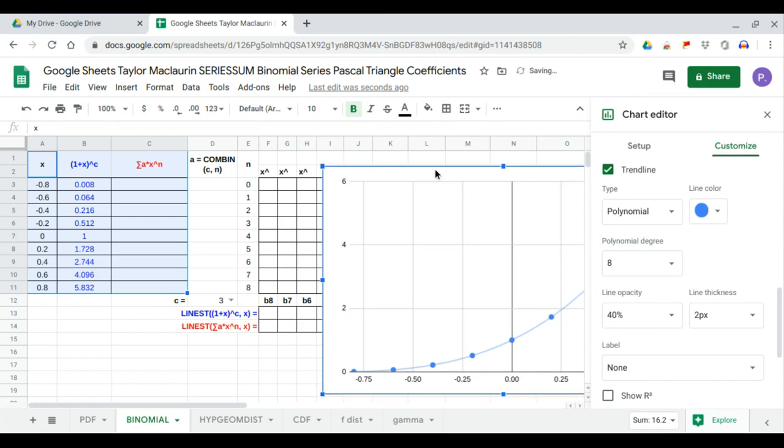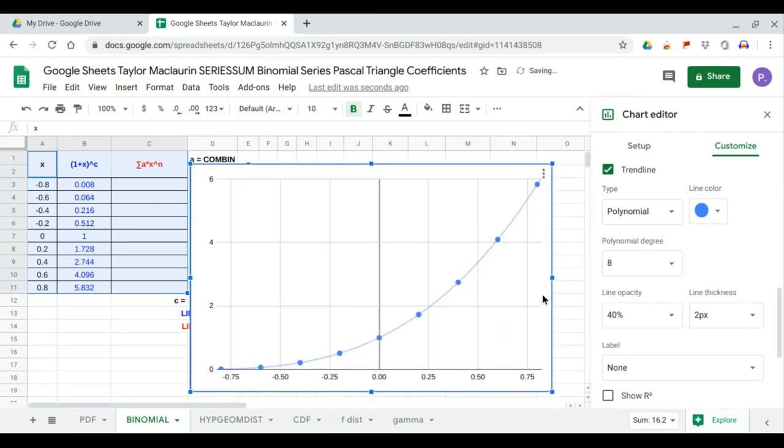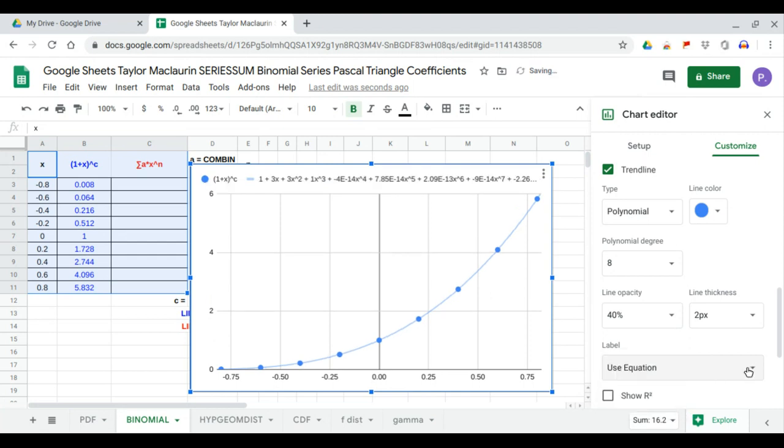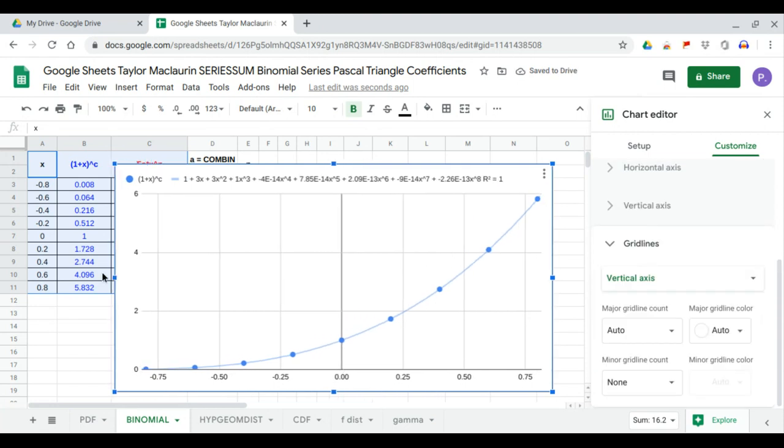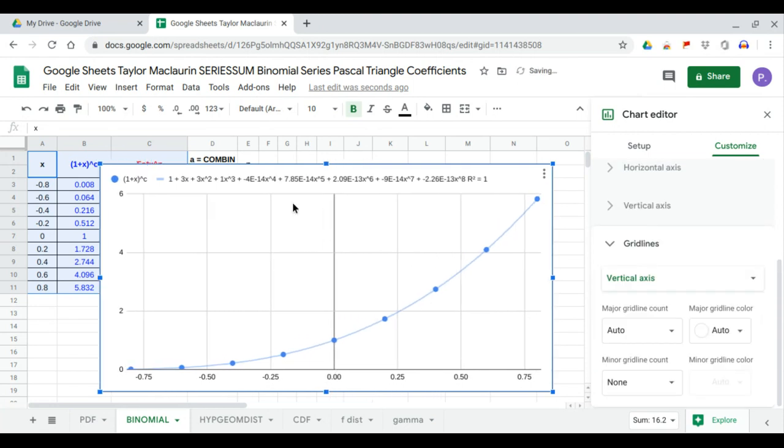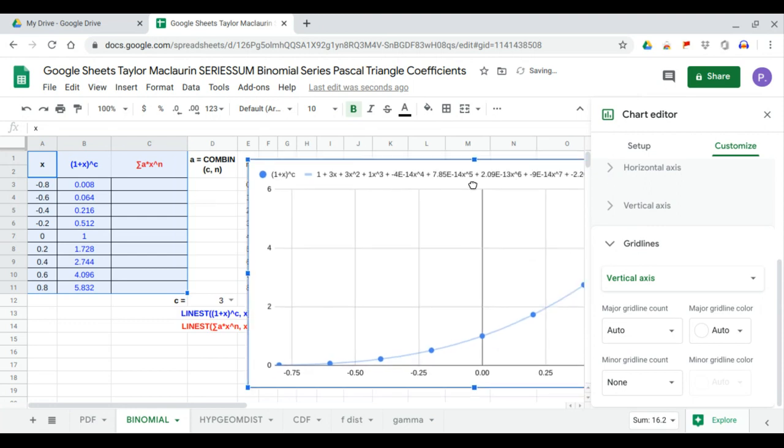So when we raise it to the power 8, that means there is no degree of freedom. And that's our equation, and we show the r squared. Here our fitness of the curve is 1, meaning it's perfect.